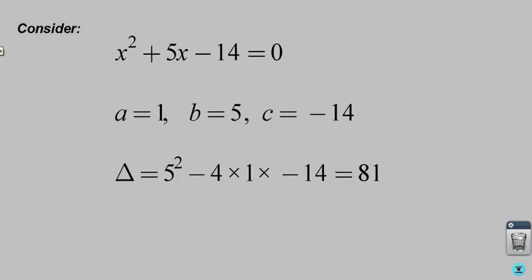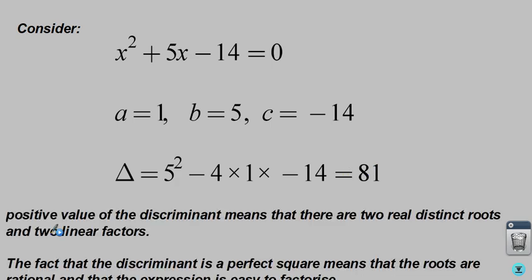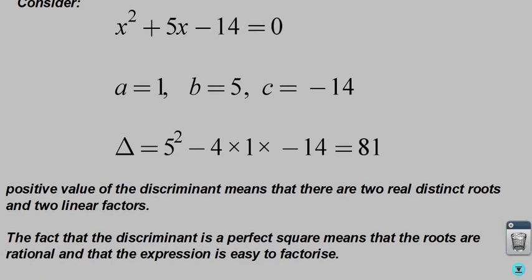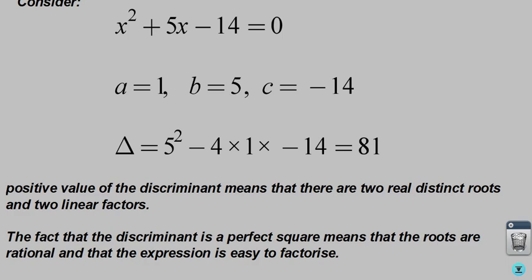Again, if we consider x squared plus 5x minus 14 equals 0, we identify a, b, and c, calculate the discriminant, and we find that the discriminant is positive. Thus, it has a positive value, and that means that there are two distinct real solutions. But since the discriminant is a perfect square, it means that the two roots are rational and the expression is easy to factorize, and that's a very important extra piece of information.